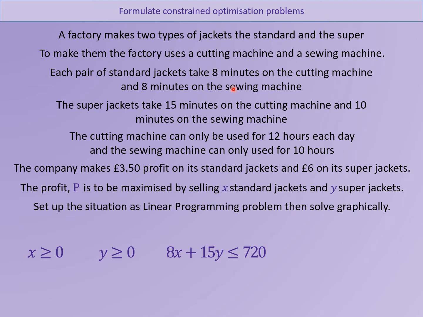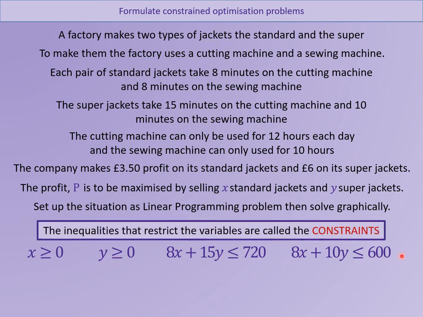Same idea with the sewing machine. 8 minutes for every X, 10 minutes for every Y, but I'm constrained by 10 hours, which will be 600 minutes. There we go. Now these are our constraints. We're constrained by the fact we can't make negatives, and we're constrained by the fact that there's only a certain time limit on the two machines. So we call those our constraints.